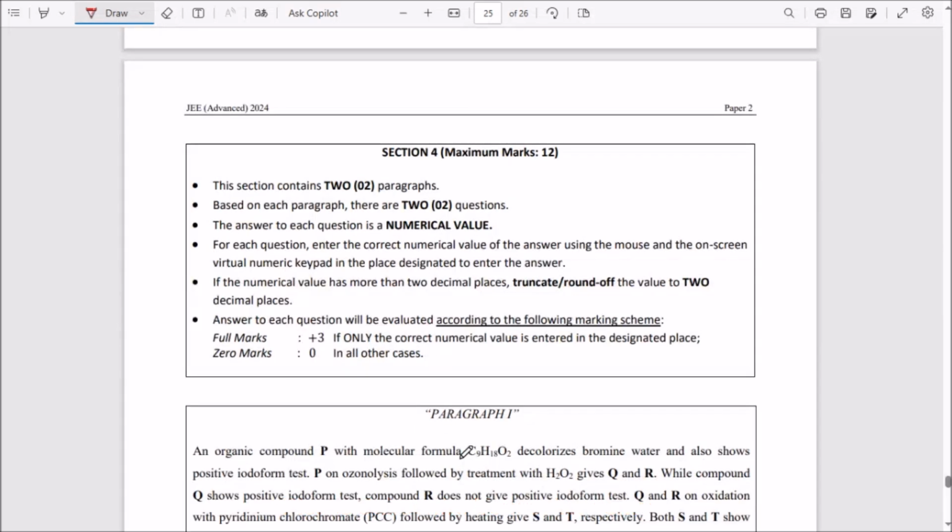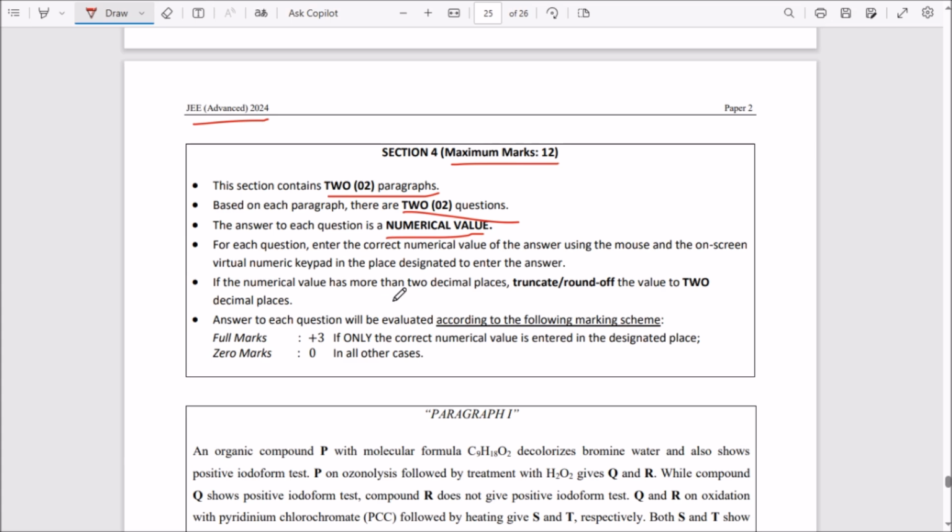Next, section 4. Dear students, section 4 of chemistry carries maximum of 12 marks. This section contains 2 paragraphs. Based on each paragraph, there are 2 questions. The answer to each question is a numerical value. For each question, enter the correct numerical value of the answer using the mouse and the on-screen virtual numeric keypad in the place designated to enter the answer.